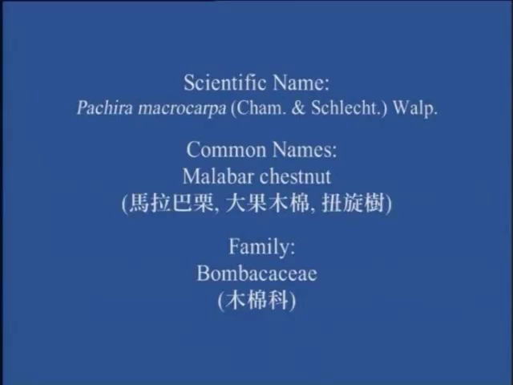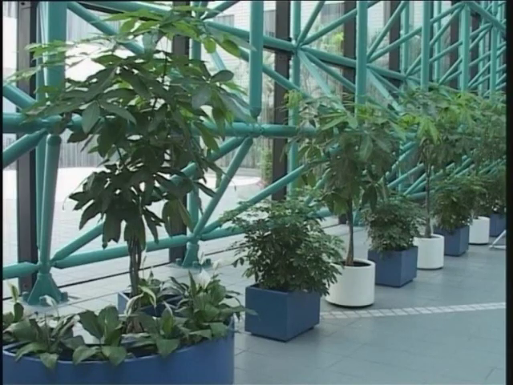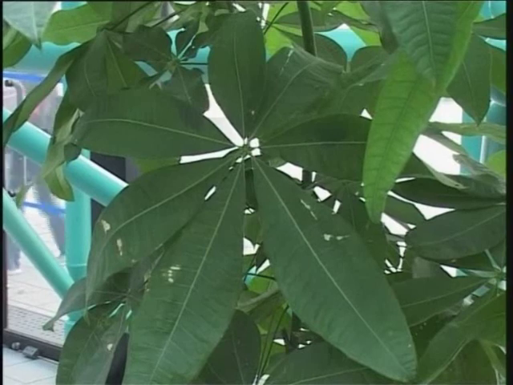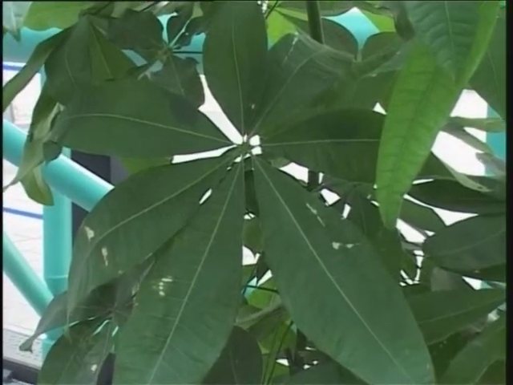Malabar chestnut. Bombacaceae. Malabar chestnut. This is an evergreen tree having palmate compound leaves. It is usually cultivated for ornamental purposes. Each leaf has a long petiole, bearing 5 to 9 leaflets.